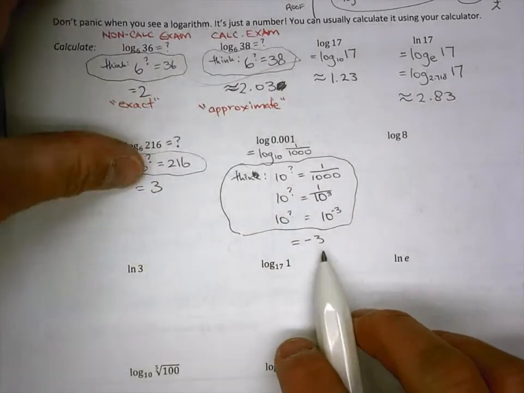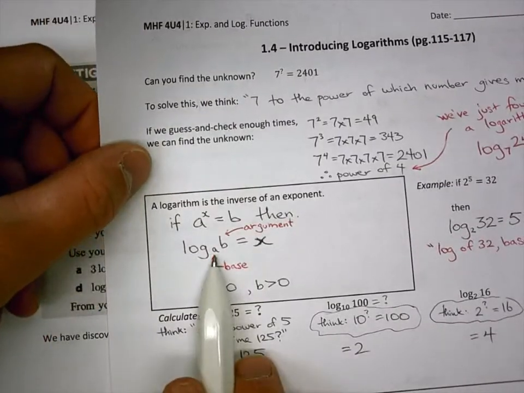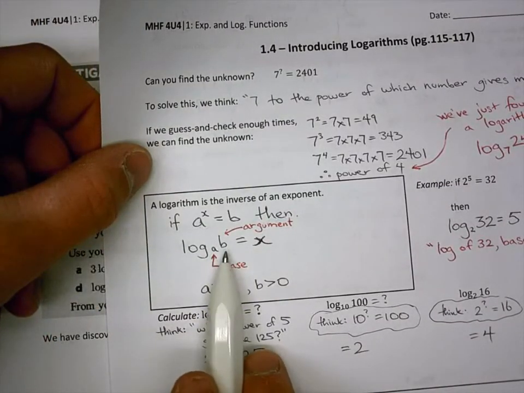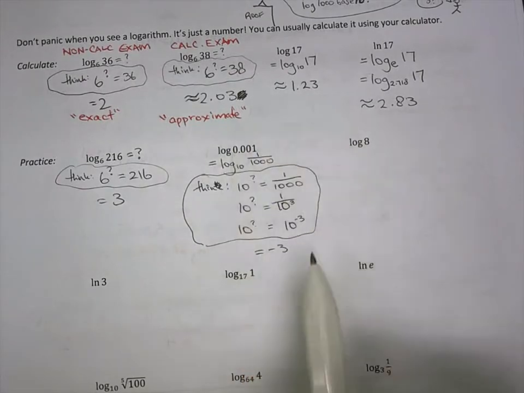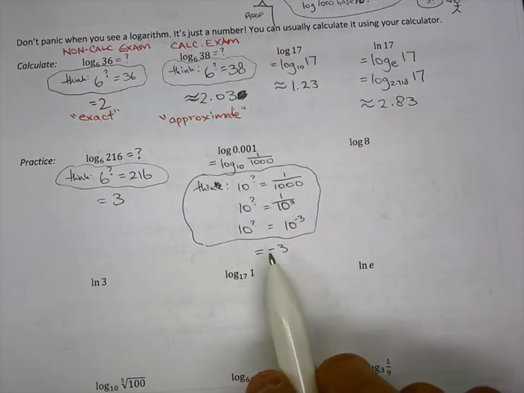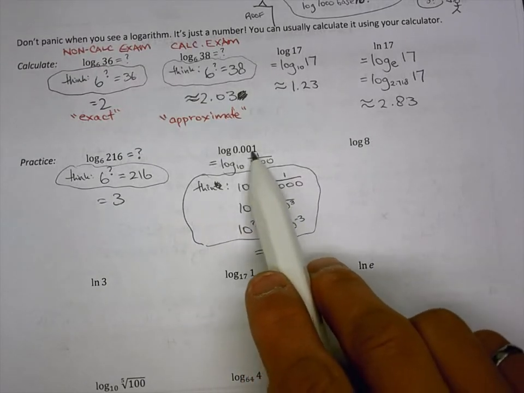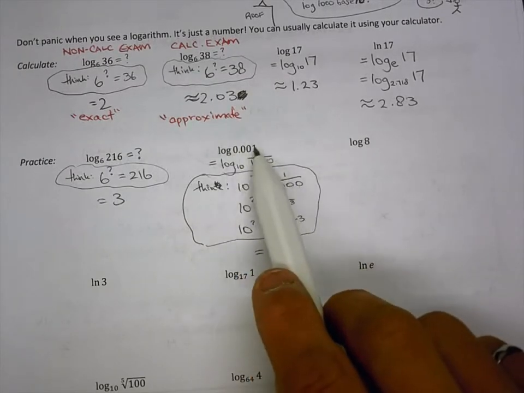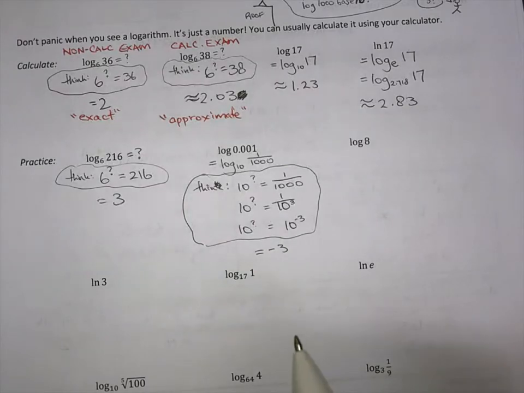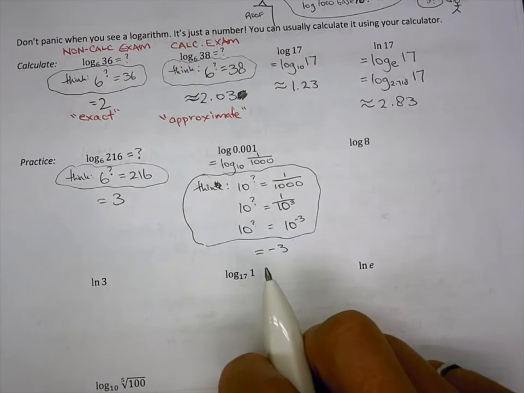Wait, but I thought we couldn't have negative logs. Oh, the base cannot be negative, and the argument can't be negative, but the actual log can be negative. So when you go to the top of the school and shout, log of 0.001, what is it? Someone's going to say it's negative 3. You're going to say, what? But if you think about it, the argument itself is much smaller than the base. So 10 to the power of what gives me a really small number? Well, I'd have to use a negative exponent. This will make a little bit more sense when we graph the function tomorrow.